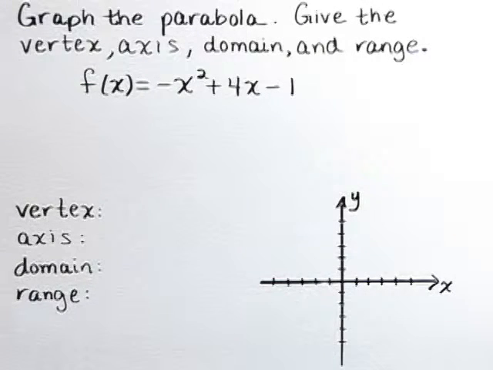Graph the parabola. Give the vertex, axis, domain, and range. Here we have a function f of x is equal to negative x squared plus 4x minus 1.